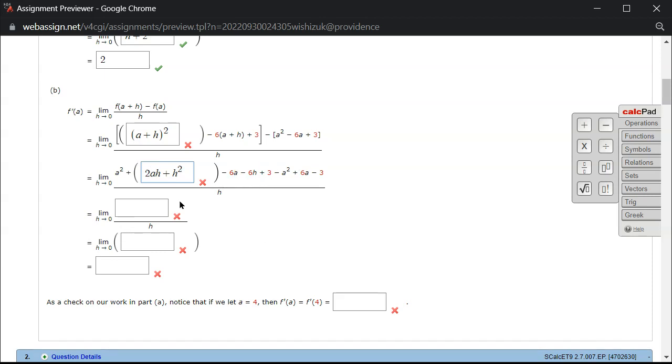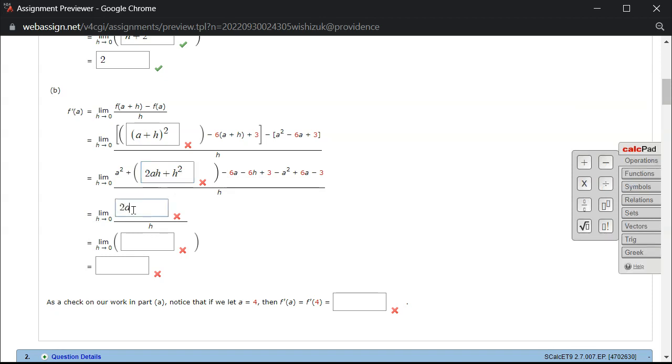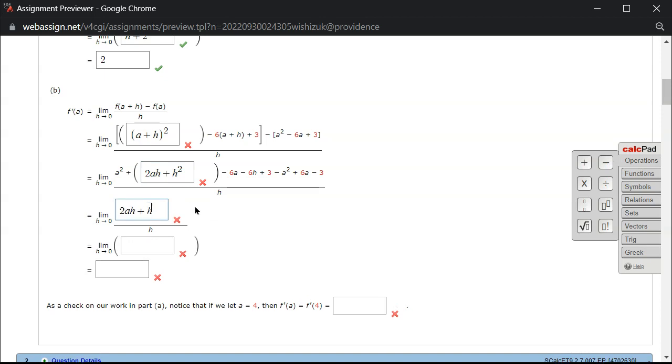Then if you simplify, let's see, the a squared cancels out, and then the 6a cancels out, and the 3 cancels out. Let's see which ones canceled out. So we have 2ah, maybe I'm going to write it out, 2ah plus h squared. And the 6a cancels out, and then you have a 6h, so minus 6h, and then the 3 cancels out, so we just get that.